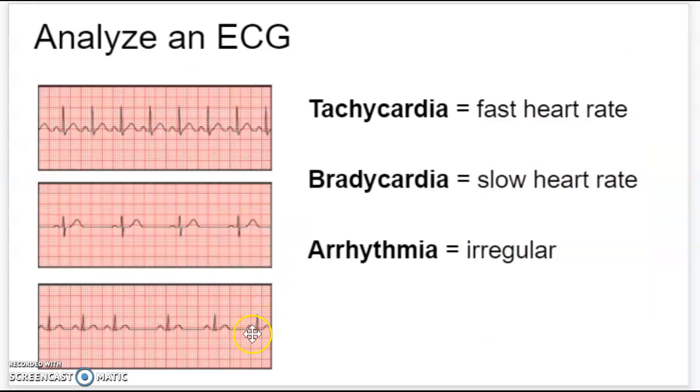What they're looking for is abnormalities. Tachycardia would be a very fast, you see that very fast rate. Bradycardia is right there in the middle. That indicates a slower heart rate. And then arrhythmia is just the irregular heartbeat, which you can see there.